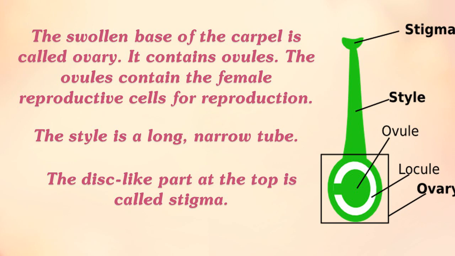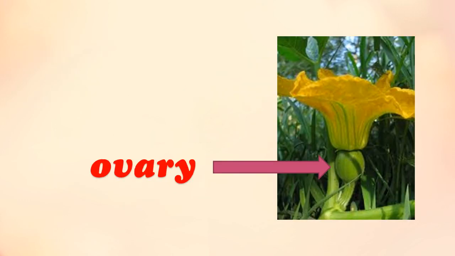The swollen base of a carpel is called the ovary. It contains ovules. The ovule contains the female reproductive cell for reproduction. The style is a long narrow tube. The disc-like part at the top is called the stigma. In this figure, you can see the pumpkin flower where the ovary is present.